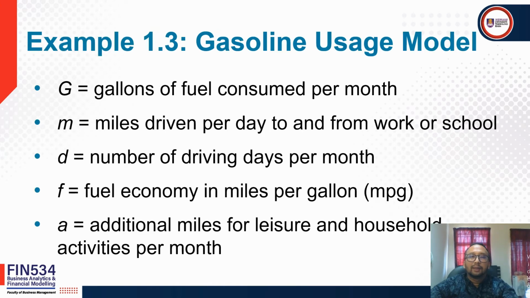Example 1.3, gasoline usage model. G represents gallons of fuel consumed per month. M is miles driven per day to and from work or school. D is the number of driving days per month. F represents fuel economy in miles per gallon or MPG. A is additional miles for leisure and household activities per month.